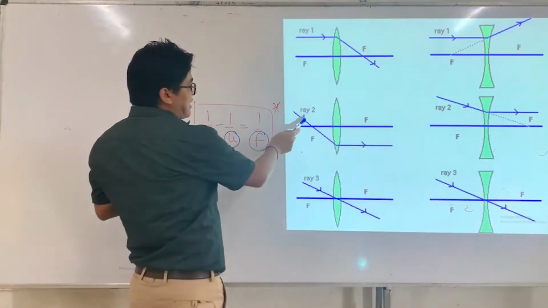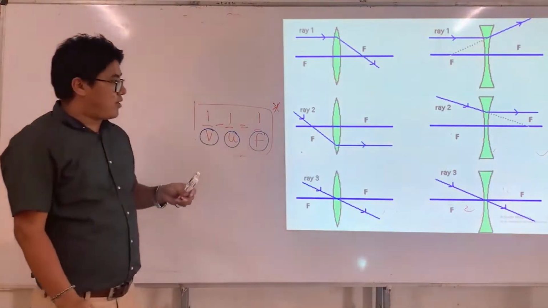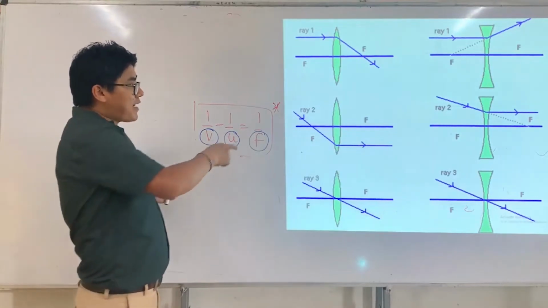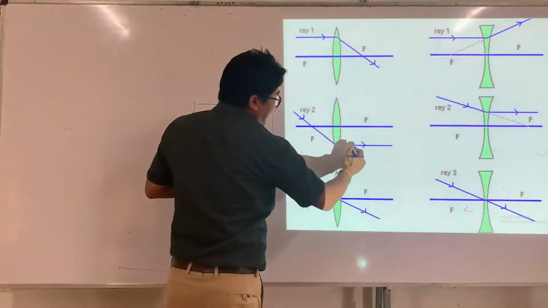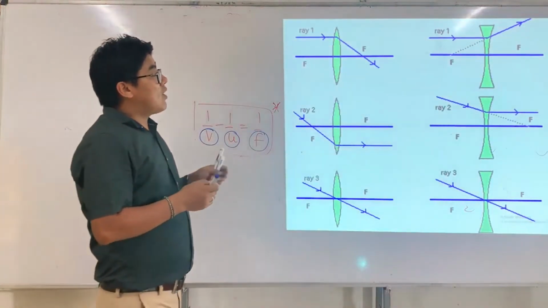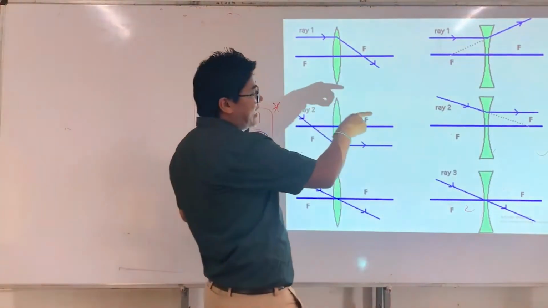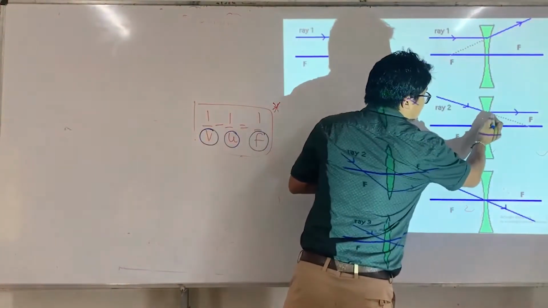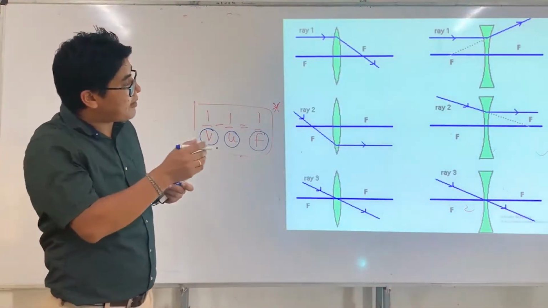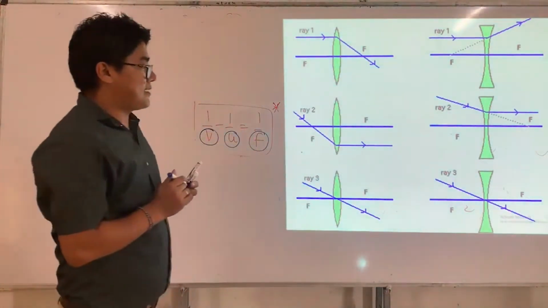The second ray: when the ray passes through the first focal point, the refracted ray is parallel to the principal axis. Likewise for a concave lens, if the incident ray appears to pass through the second focal point, then the refracted ray is parallel to the principal axis.